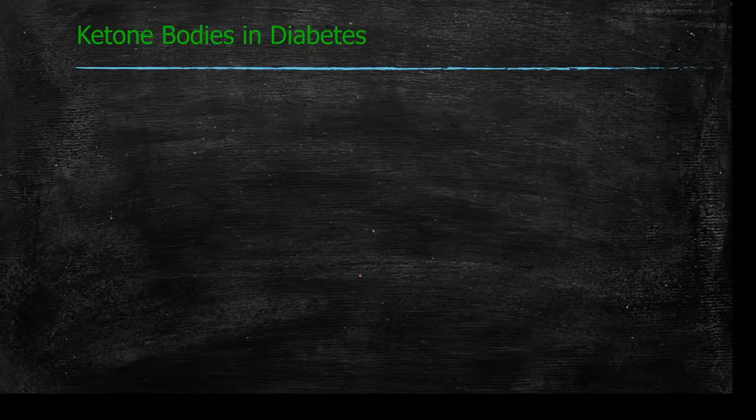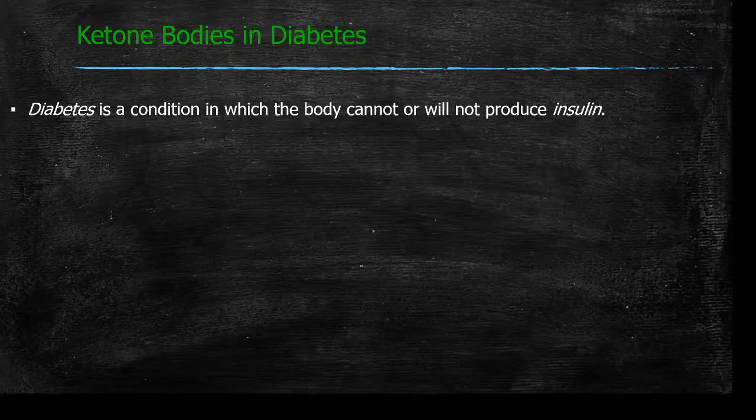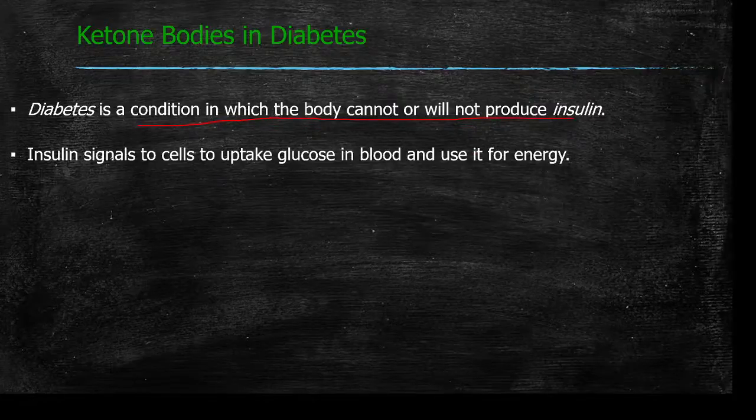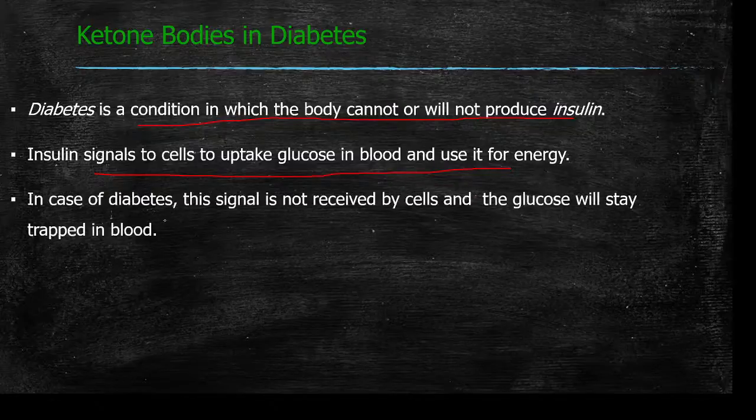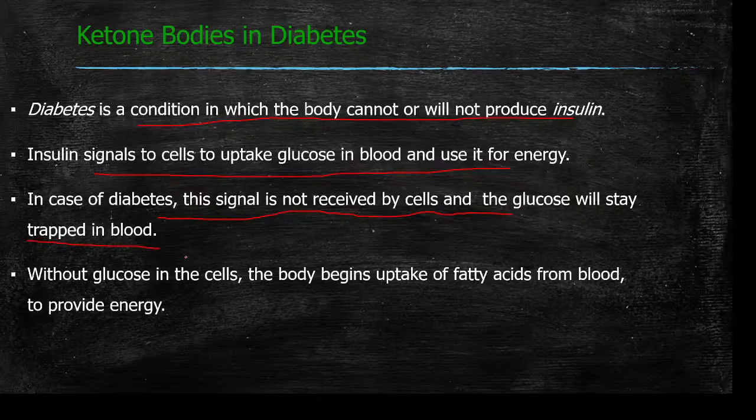Okay, so now ketone bodies and diabetes, what is the relationship between these? Diabetes is a condition in which the body cannot or will not produce insulin. The role of insulin is that it helps in uptake of glucose into the cell where it is used for energy. So in case of diabetes, what happens? Insulin is not available to transfer the glucose into the cell. So the glucose will remain trapped in the blood. The glucose level will increase in the blood in case of diabetes because it is not utilized.